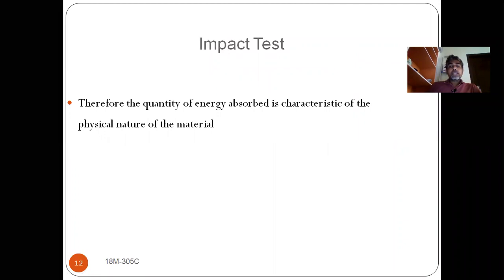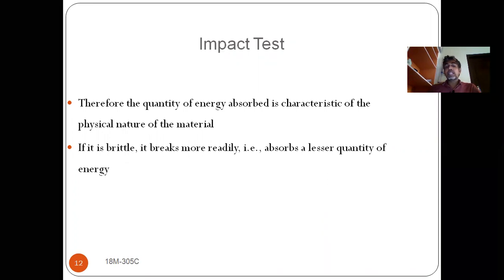Therefore, the quantity of energy that is absorbed is a characteristic of the physical nature of a material. How much energy, in joules or kilojoules, it can absorb is a characteristic physical property of the material. So that gives the impact strength.